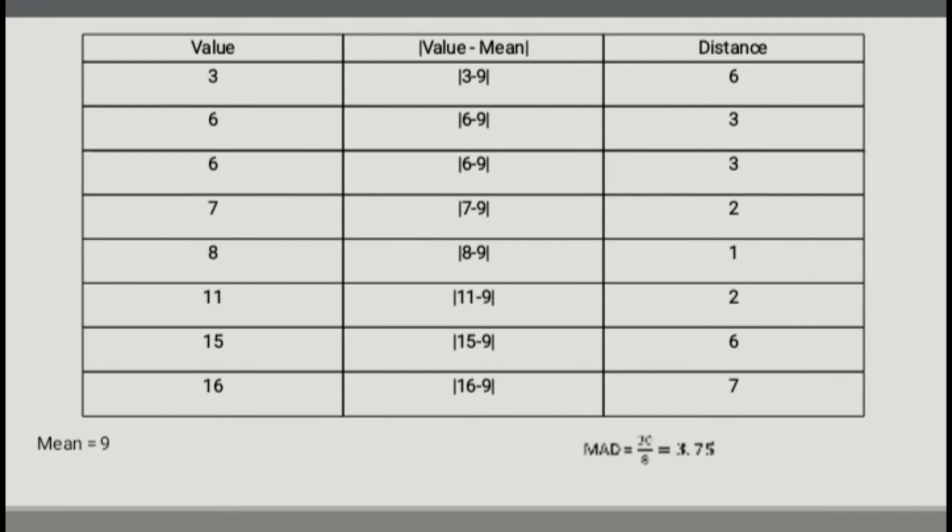We're going to get the sum of the distances. 6 plus 3 plus 3 plus 2 plus 1 plus 2 plus 6 plus 7 is equal to 30. That sum, which is 30, we're going to divide by the number of data, which is 8. 30 divided by 8 equals 3.75, or 3 and 75 hundredths. So the mean absolute deviation of the given data 3, 6, 6, 7, 8, 11, 15, and 16 is 3.75, or 3 and 75 hundredths.